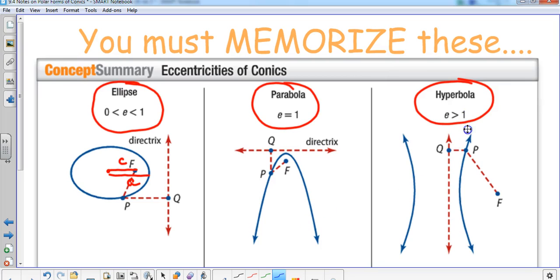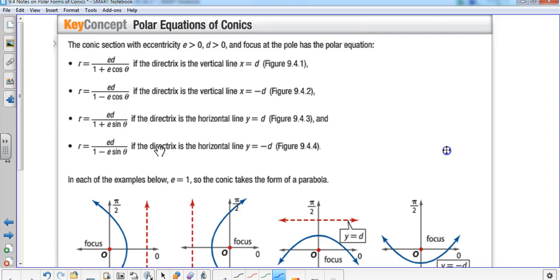A hyperbola, remember from the center, the distance to the vertex is A, the distance to the focus is C, so when we put C over A, we get something bigger than 1. The directrix for a hyperbola runs in between the two branches. That makes sense, right? In between the two branches. That's good enough. It never crosses. We'll just go with that.